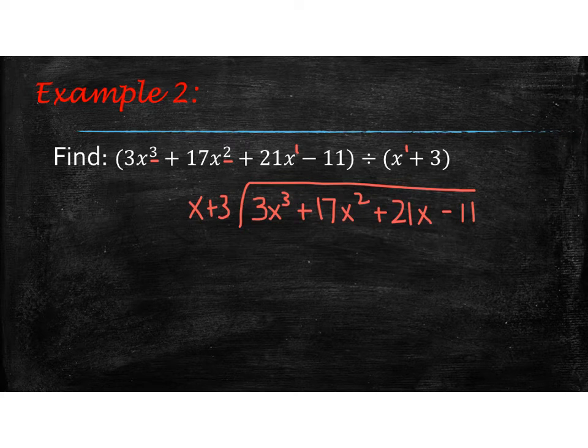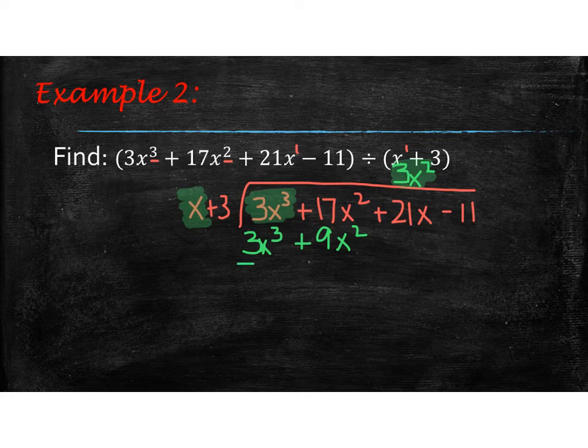Okay, we're going to take that first term, we're going to divide it into the first term. We're going to place it here because our divisor has an x to the power of 1. Okay, so we need to have a 3x squared. Now when I take 3x squared times x, that's going to give me 3x to the third, like I needed there, and then do 3x squared times 3, and that gives you 9x squared.